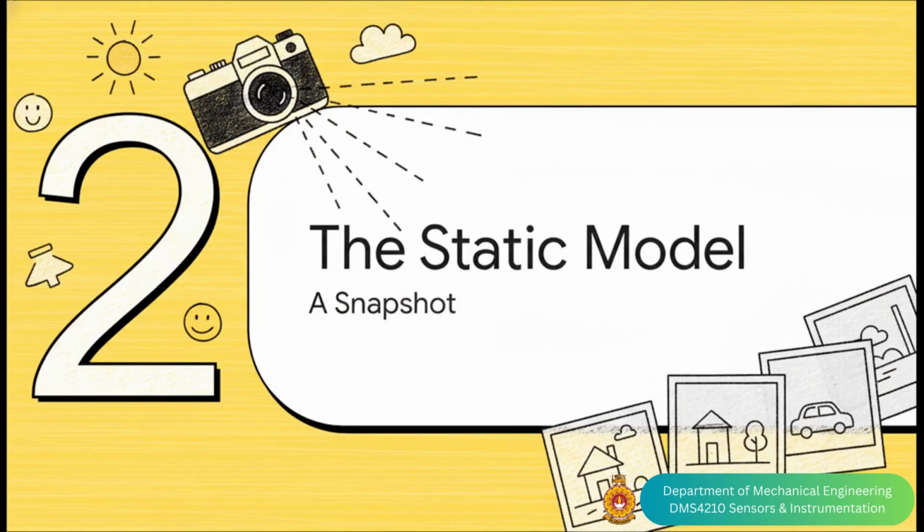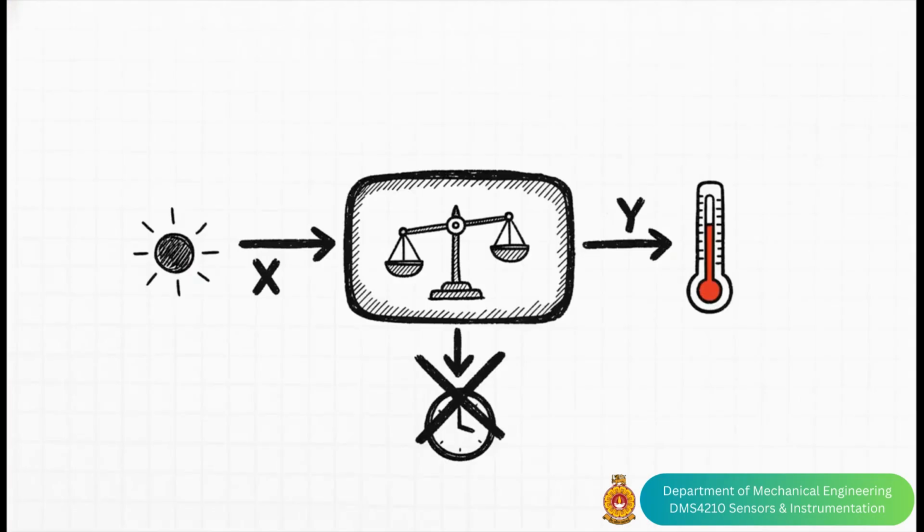So let's kick things off with the static model. The absolute best way to think about this is like taking a photograph. It just captures one single steady moment in time. It tells us how the sensor behaves when the input has settled down and isn't changing anymore. And the math behind this? It's about as simple as it gets. Y equals some function of x. The output is just based on the input. We're completely ignoring any kind of time delay or inertia. All we care about is that final steady relationship.